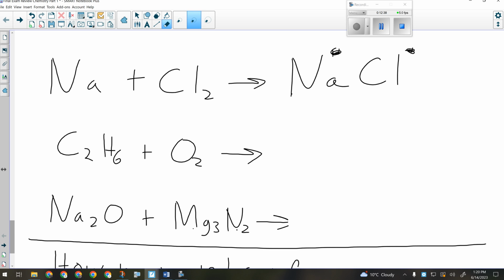There are 2 chlorines on the reactant side. Now there are 2 chlorines on the product side, but there are also 2 sodiums. So I've got to go back over here, put a 2 in front of the sodium, and now my reaction is good. Okay, what kind of reaction is the second one?